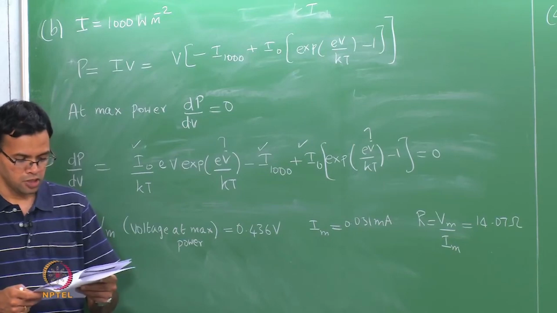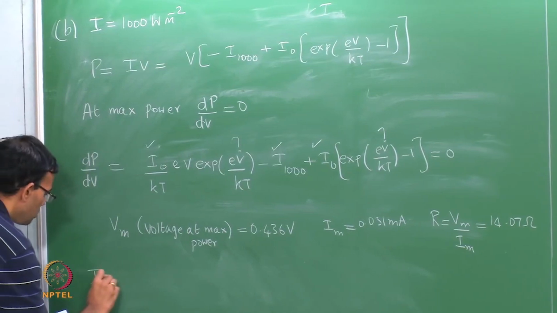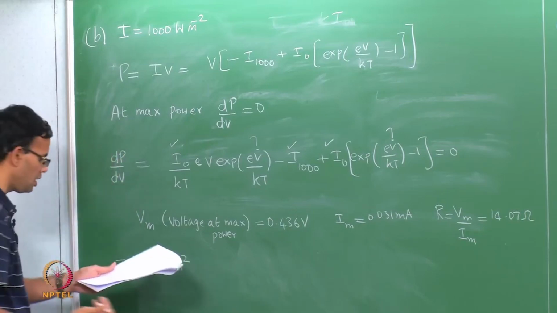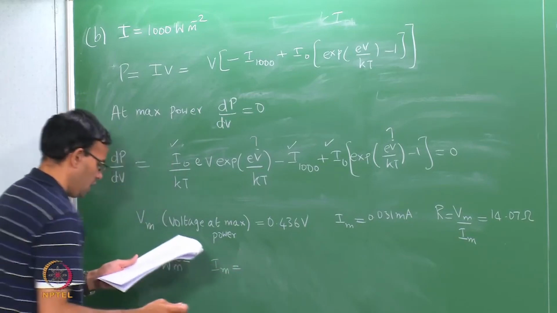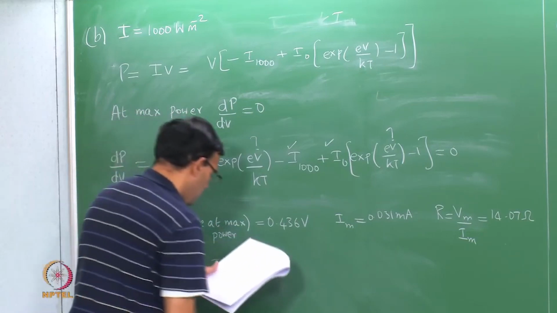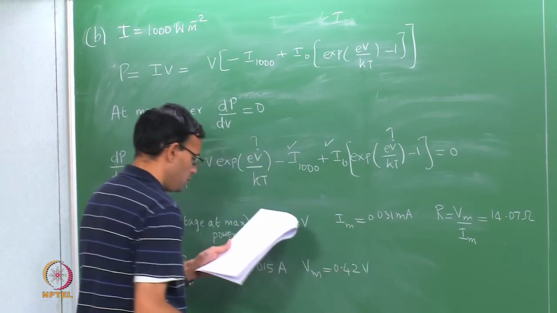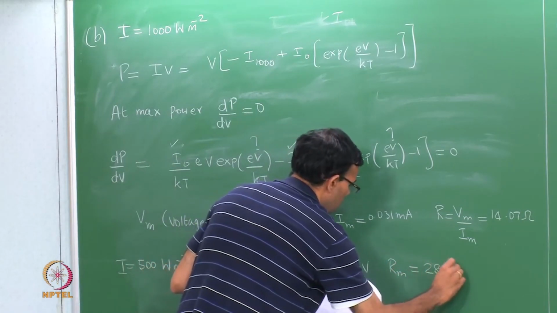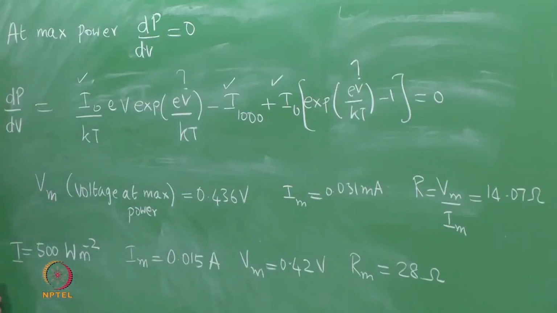We can also do this for the illumination at 500 watts per meter square. So, if I is 500 watts per meter square, we can repeat this. I will just write the answer. Im is 0.015 amps, Vm is 0.42 volts, and the load Rm is essentially 28 ohms.